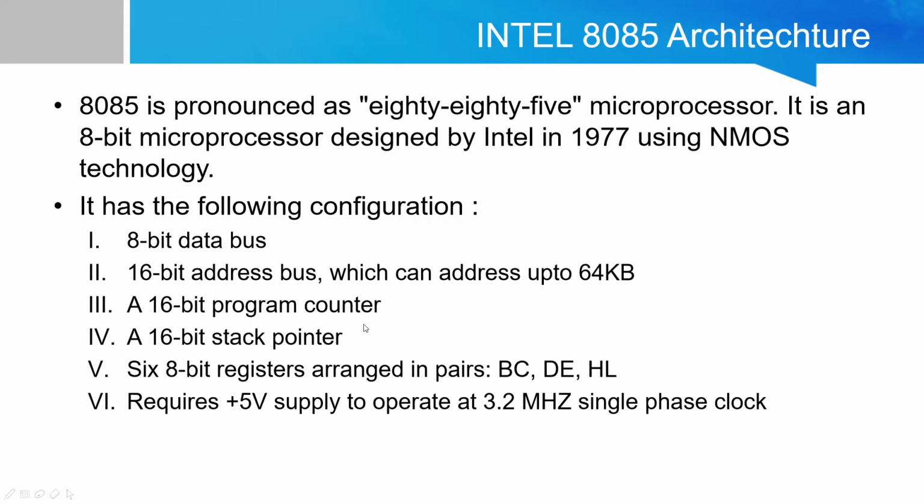This microprocessor has the following configuration: an 8-bit data bus, a 16-bit address bus which can address up to 64 KB, a 16-bit program counter and a 16-bit stack pointer. It also has six 8-bit registers arranged in pairs such as BC, DE, and HL. It requires a 5-volt supply to operate with a 3.2 MHz single phase clock.